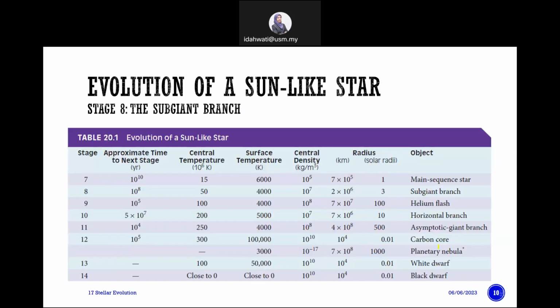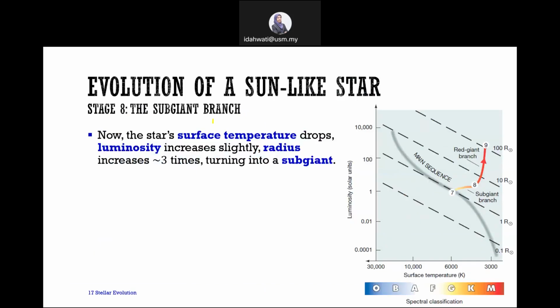Okay, so these are the properties of the evolution in every stage here. You can see stage 7 until 14, and what objects dominate or are involved in those different stages.